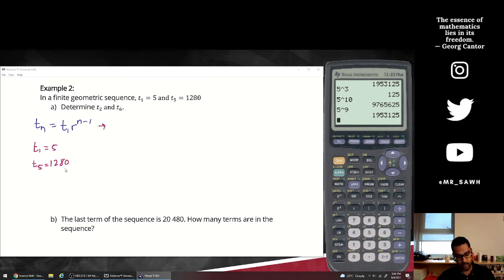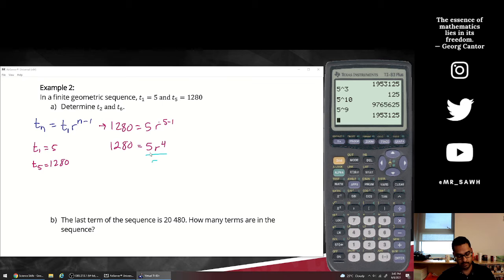So we can translate some information here, where let's make Tn 1280 equal to the first term of 5, ratio unknown, to the n minus 1. Well, I used 1280 for Tn, which means that was T5, which means n is 5, which means this is 5 minus 1 as my power. If you simplify it a little bit, 1280 is equal to 5 r to the power of 4. I could divide both sides by 5 to cancel out that coefficient. So 1280 divided by 5, 256 is a number that I end up with. 256 is equal to r to the power 4.